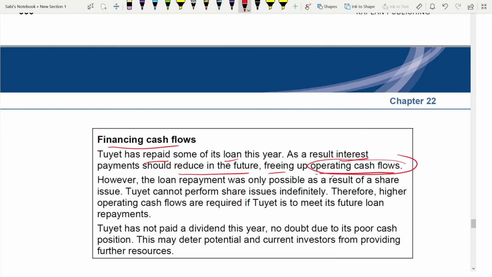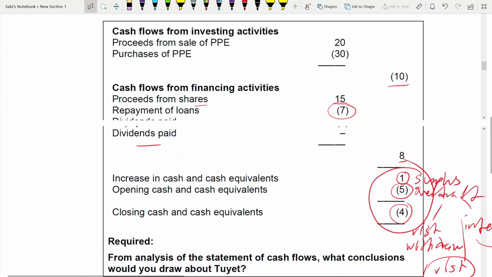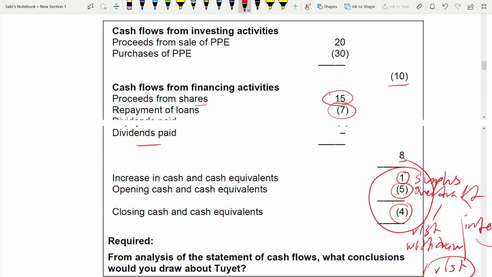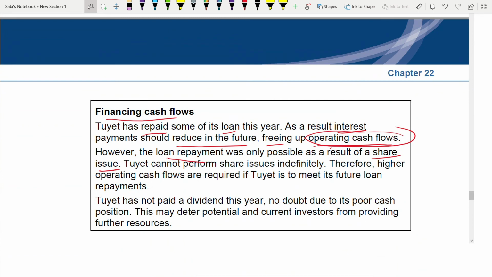Why is this loan repayment possible? Only because of the share issue. Earlier you have issued a share. You see here 15. Otherwise it would be just 7 negative from financing. So you had issued shares, got some cash, and with that you can pay the 7. But remember, raising finance through share issue also, you cannot do it forever. There is a limit to that. You cannot do a share issue as much as you want and anytime to raise funds. It's not a good thing.